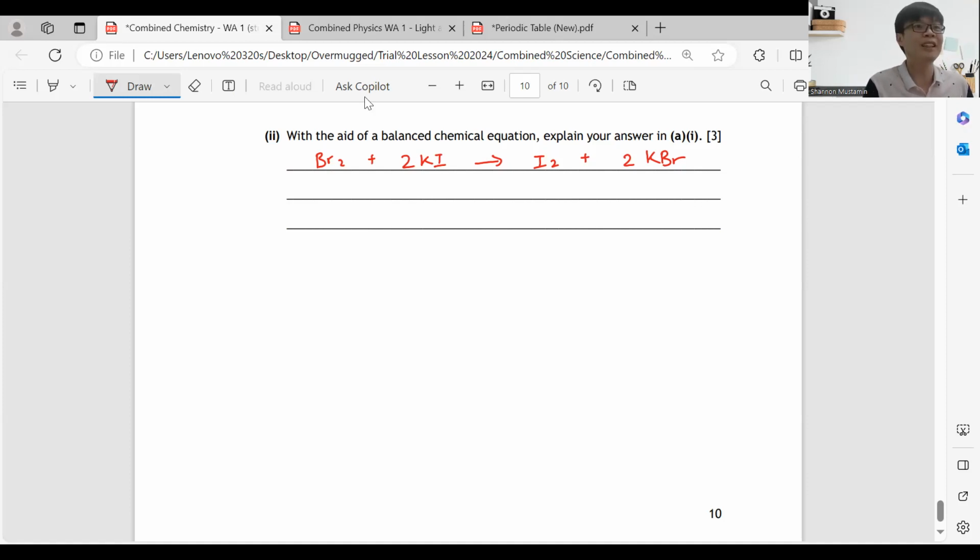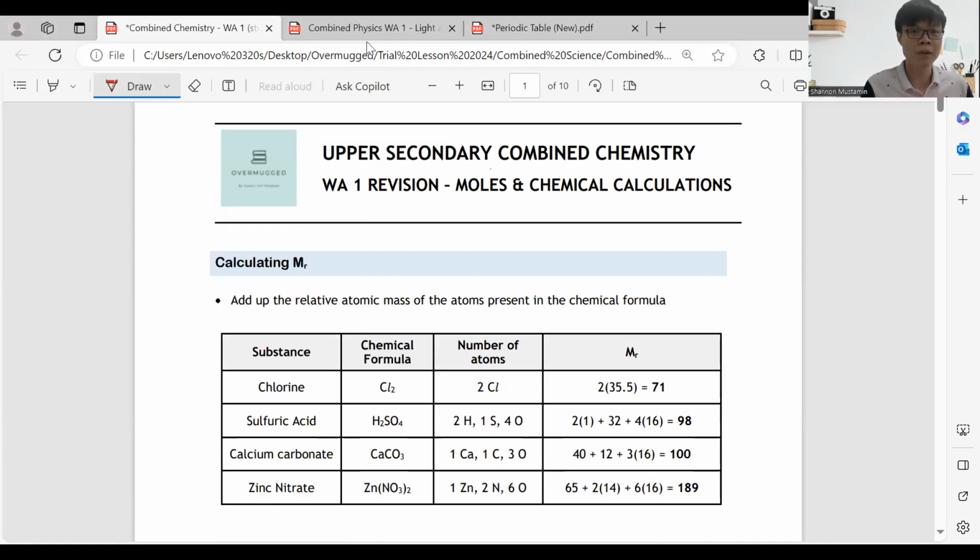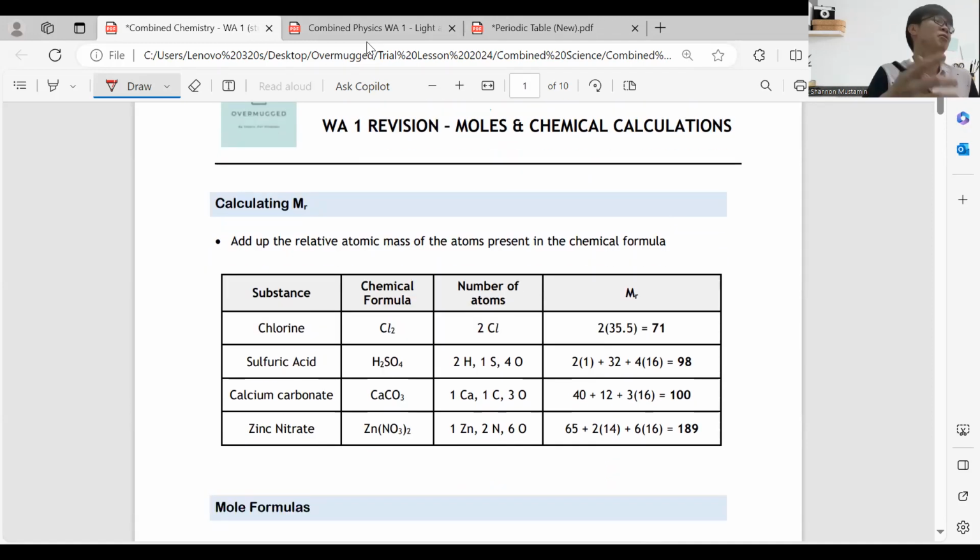Okay, now we go to moles, the most exciting part. Moles is a huge chapter, it's also a difficult chapter. There are like levels to conquer. The first thing you all need to know is how to calculate Mr. Mr, molar mass, relative molecular mass, relative formula mass, are all different terms with different definitions, but the number is the same. To put it very simply, what is the total mass of my chemical substance?